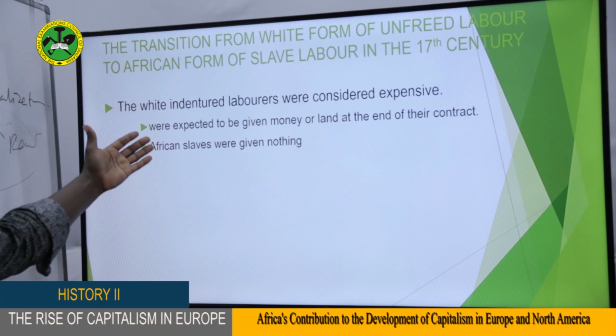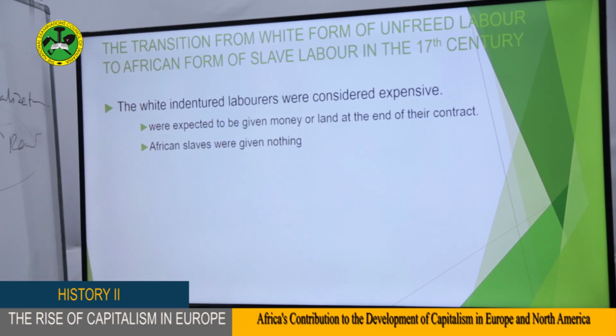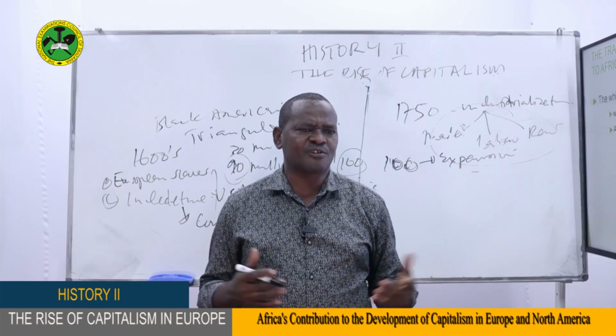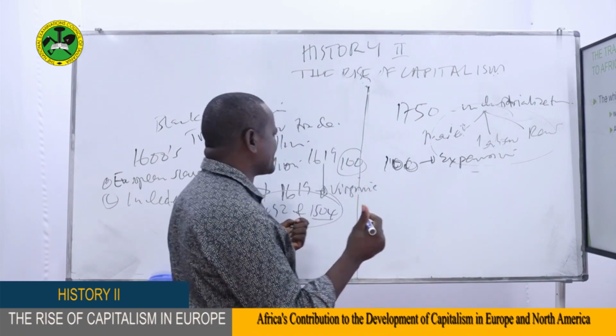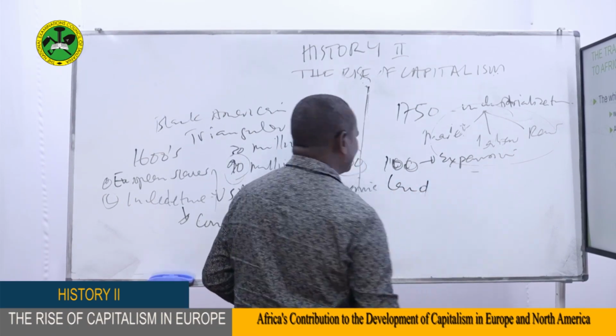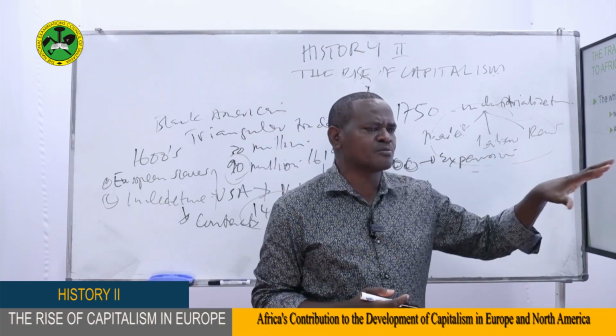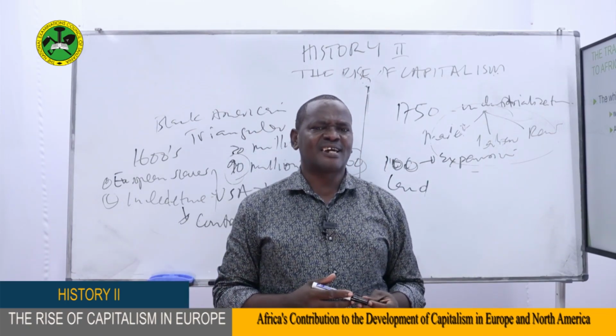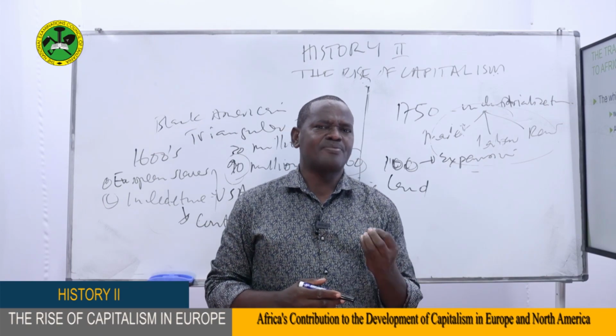Another point is the white indentured labor were considered very expensive. Why do we say they were very expensive? Because at the end of their contract, these people were demanding payment, and they wanted to be paid in form of land. They wanted to be paid in form of land, and they strongly disliked being paid money.